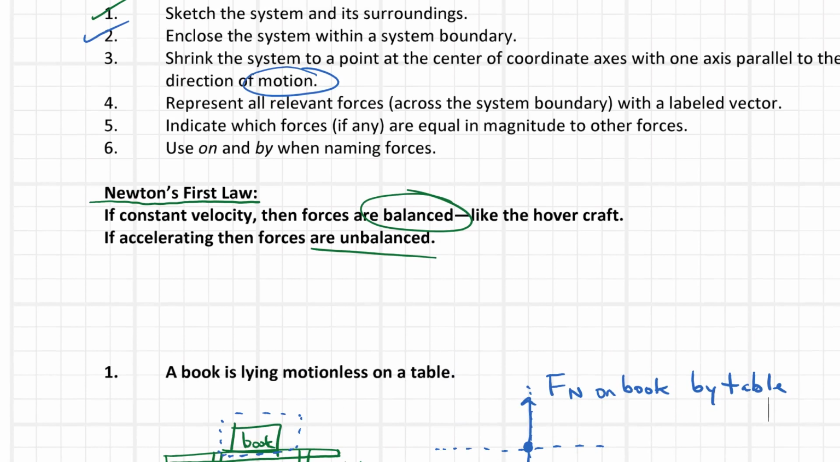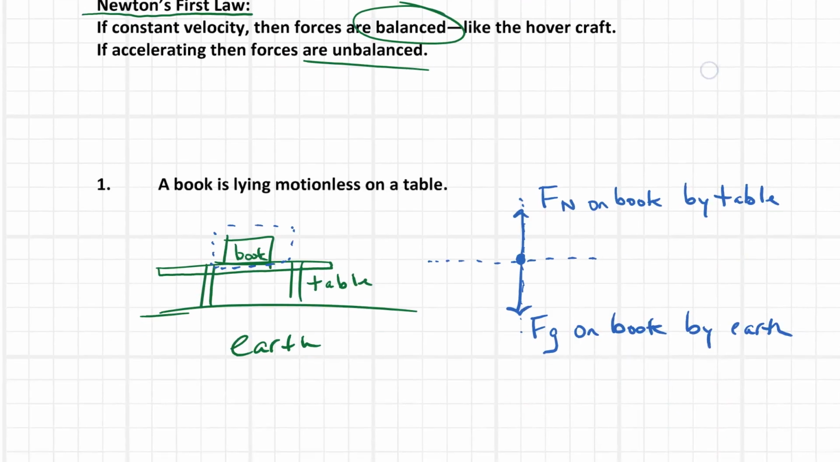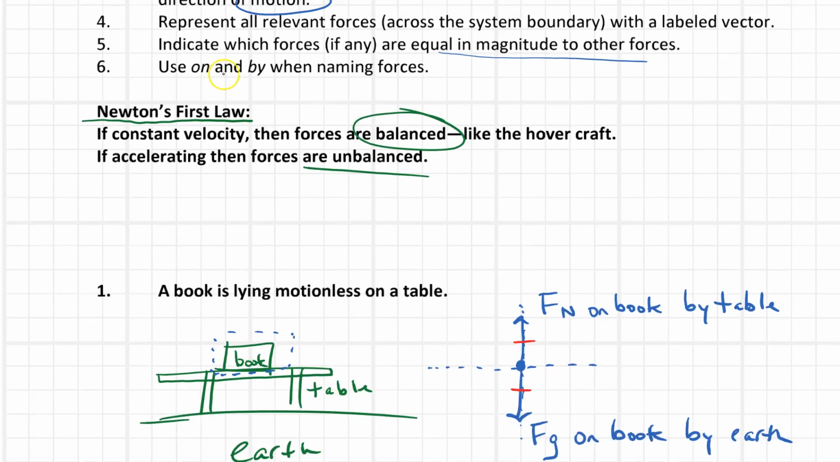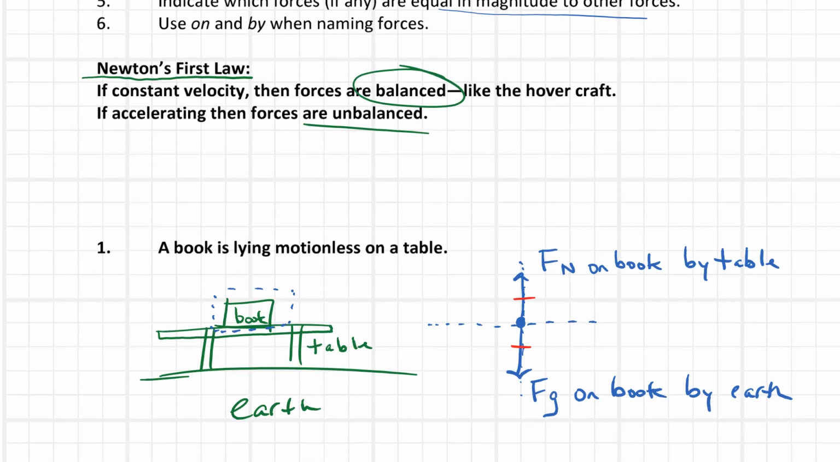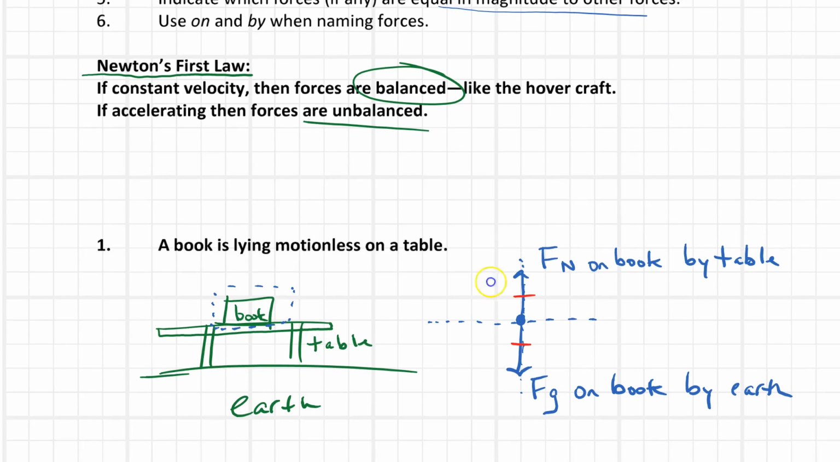Cool, got it. Now it says, indicate which forces, if any, are equal in magnitude to other forces. So the way I do that is by having these equalities. If I have the same number of ticks or circles or symbols on each one, that means those two are equal. All right. Indicate which are equal. Did I use on-by when naming the forces? Oh, I did that as well. Okay, so that looks great. That's what the first one would look like.